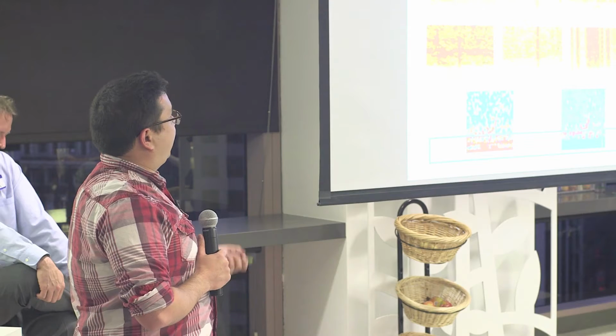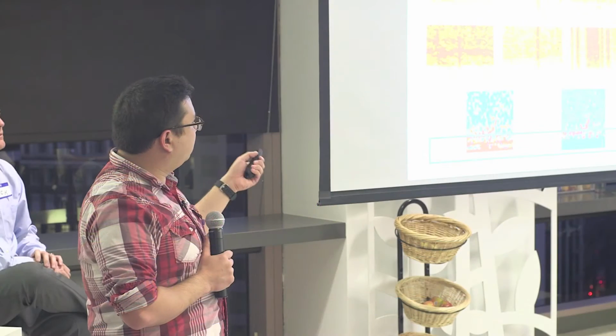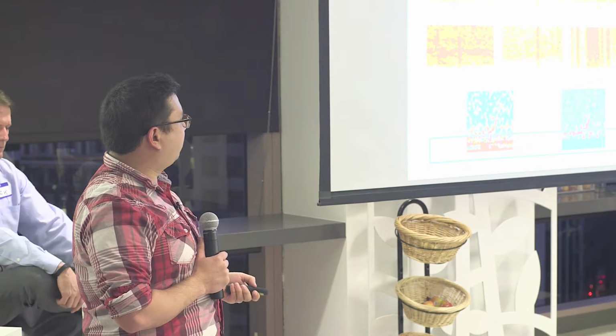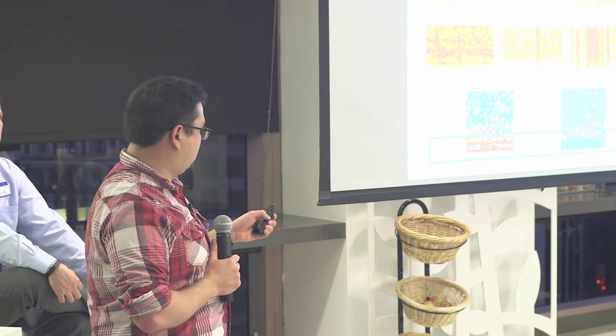Right? And so the domain expertise that I gained was I learned that you could boost the low signal to noise ratio samples through contrast enhancement. There seems to be a lot of high frequency noise that the whales don't appear at, and so you can come up with features to get rid of that. There's these short, strong temporal features, these strong horizontal or vertical stripes that are probably from shipping traffic or something. And then low frequency noise you can just pretty much notch out.